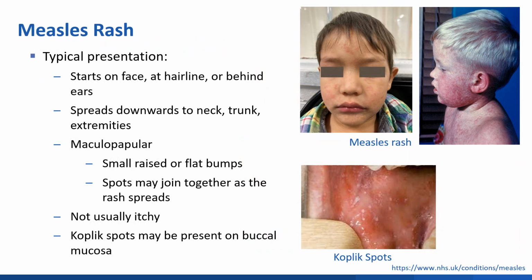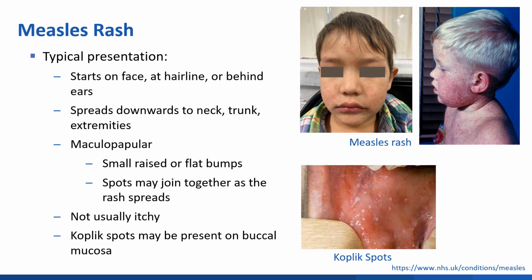The measles rash is generally described as starting on the face, at the hairline or behind the ears, and then subsequently spreading downwards to the neck, trunk, and extremities. The rash is maculopapular, being made up of small, raised, or flat bumps. As the rash progresses, these spots may join together or coalesce. The rash is not usually itchy, and if pruritus is described, it's generally considered pretty mild.